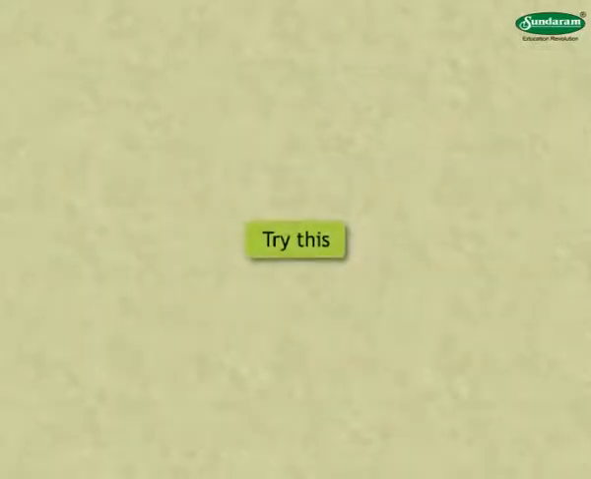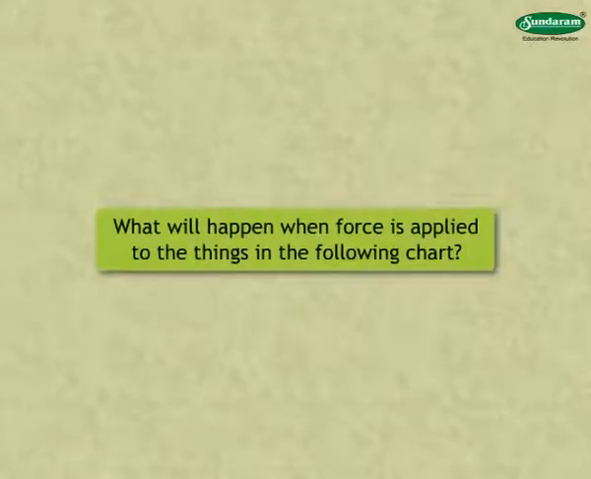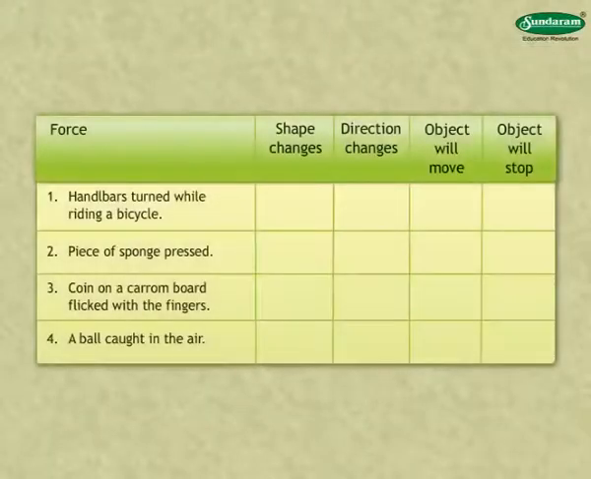Try this. What will happen when force is applied to the things in the following chart? Carry out the actions and then put a tick mark in the proper place. Force. Shape changes. Direction changes. Object will move. Object will stop.